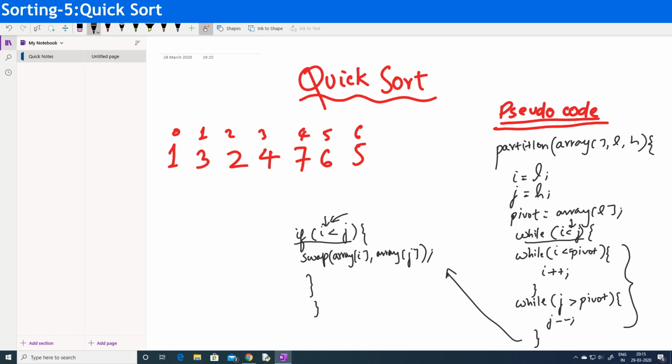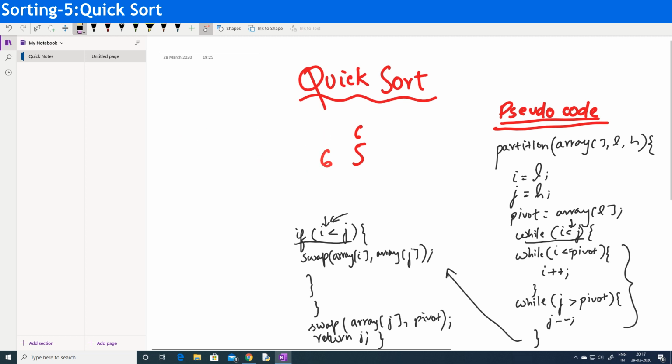Now when we come out of this loop, there is one more thing which needs to be performed. We need to swap the pivot element with the element at j. Since we want the pivot element to be in the middle, we just swap array of j and pivot. And one last thing that we are going to do in this partition function is return the value of j. This will become clearer when I write the quicksort function. So let me quickly write the quicksort function.